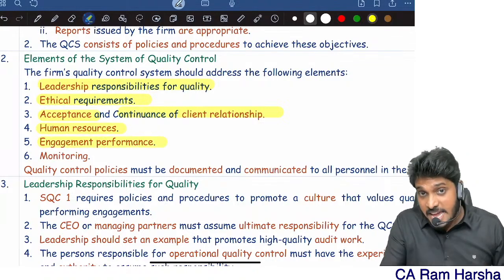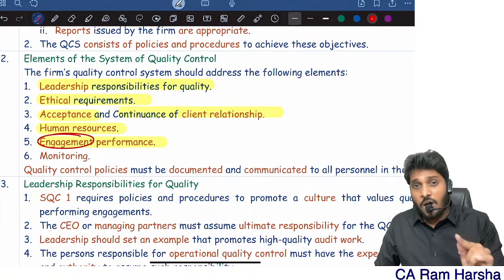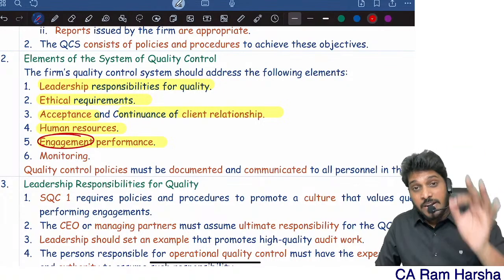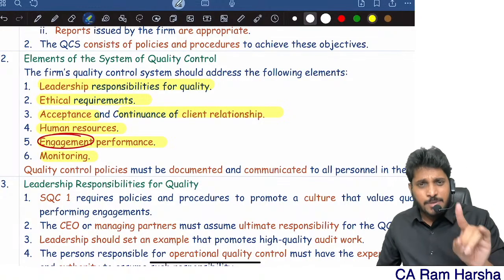You see, they are not using the word audit. They are using the word engagement. In the entire SQC, they don't use the word audit or review like that. They use only the word engagement mostly. And monitoring. So there are totally 6 elements of quality control.